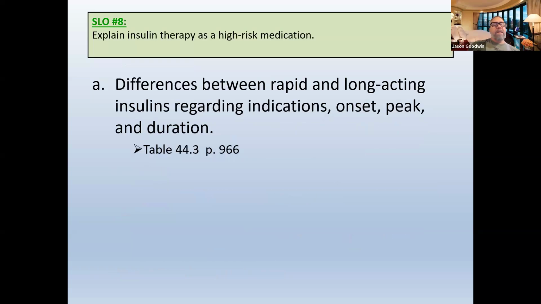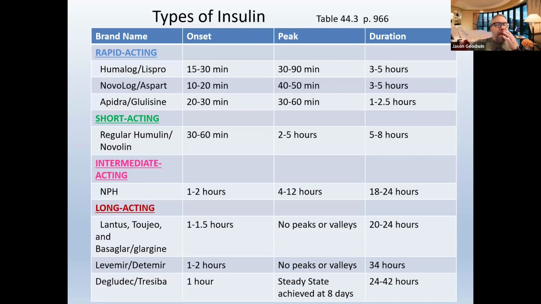All right. So differences between rapid and long-acting insulins. We're going to talk about indications, onset, peak, and duration. So this table is in your book. If not, there's one just like it. So you have your fast acting or rapid acting insulins here, right? You have the Humalog, Lispro, Novolog, and Apidra. I don't think we use that very often, but anyway, here's the list.